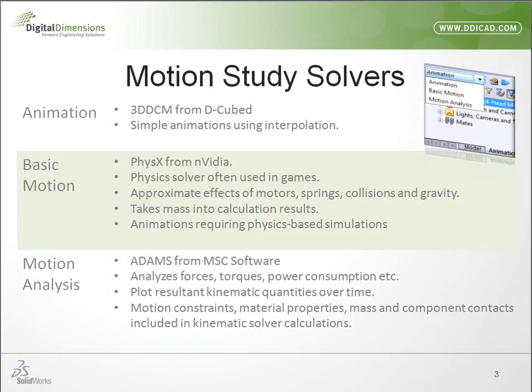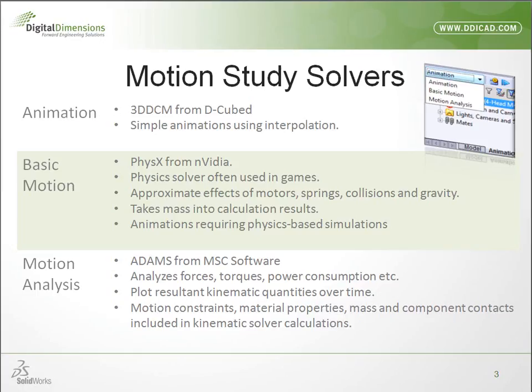The third type of solver is the Addins solver from MSC Software. This analyzes forces, torques, power consumption, and so on, and allows you to plot resultant kinematic quantities over time. You can have charts and those types of things on your animation, and also use that in conjunction with the SOLIDWORKS simulation add-in so that you can specify specific time frames or keyframes for the simulation add-in to go in and do an analysis while the part is animating. So those are the different types of studies that are available, and again, understanding which one is appropriate for your goal will save you time, processor time, if nothing else.